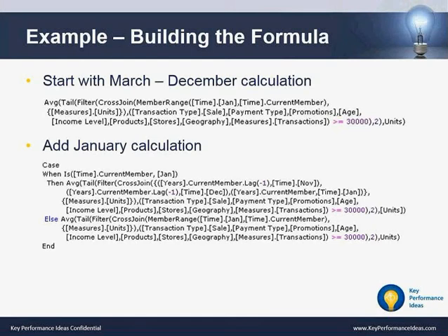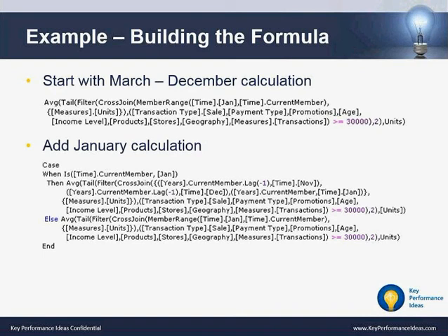So building upon that, I've added a case statement around it and said when my time is January, then I actually want to look at, and this is the exact same formula, I've just changed the cross join to be my previous year November, my previous year December, and my current year January. Everything else is the same before and after that. It's just your cross join of which members you're looking at. And then my else is what we defined as we walk through those steps, my March through December calculation.